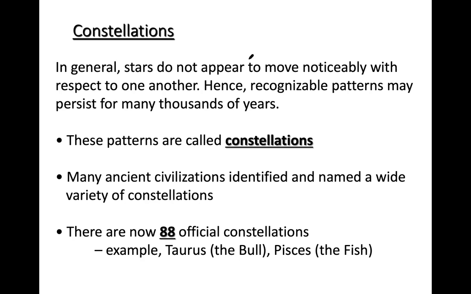Now, many ancient civilizations in the past identified and named a wide variety of constellations like this. And right now, there are 88 official constellations, in both the northern and southern hemispheres. Some of the constellations in the southern hemisphere we may not be able to see, and there are a certain number of constellations we can see, right?